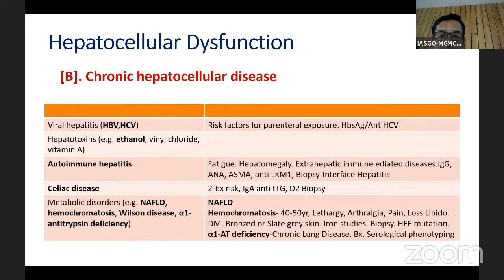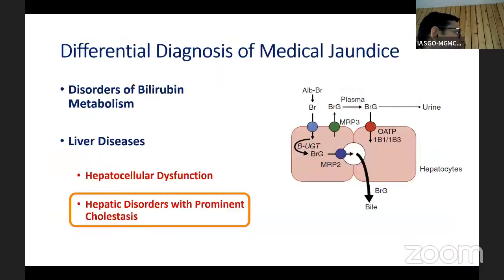A patient aged 40 to 50 with lethargy, arthralgia, pain, new-onset diabetes, with a bronze or slate gray skin would suggest evaluation for hemochromatosis, which may be done by iron studies, biopsies, and HFE mutations. Also, patients with CLD and chronic lung disease might require an evaluation for alpha-1 antitrypsin deficiency.